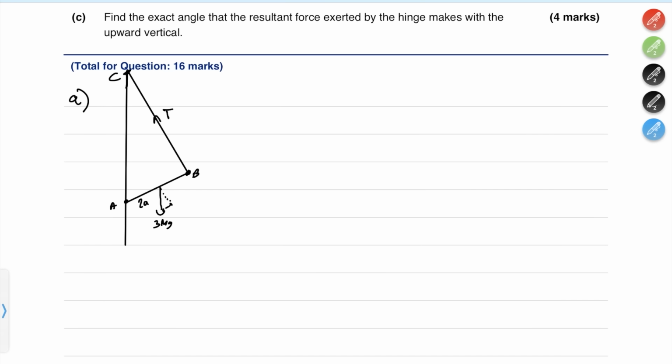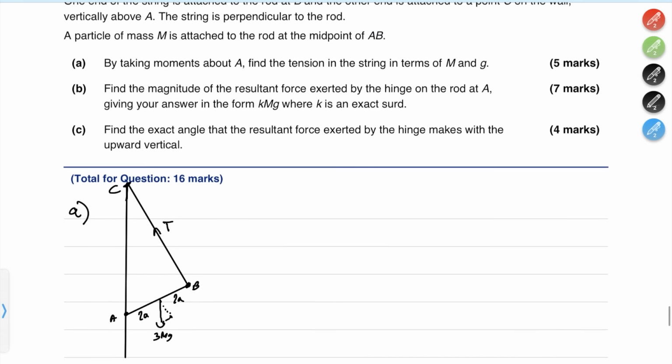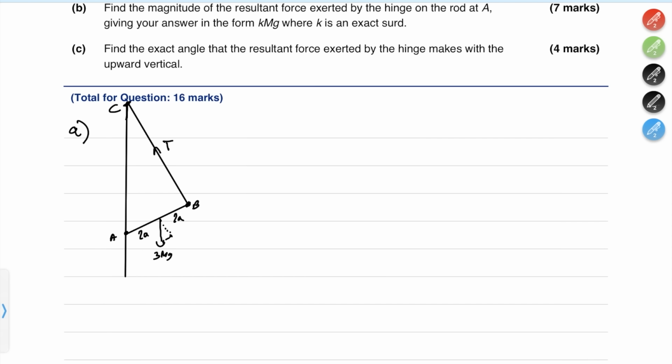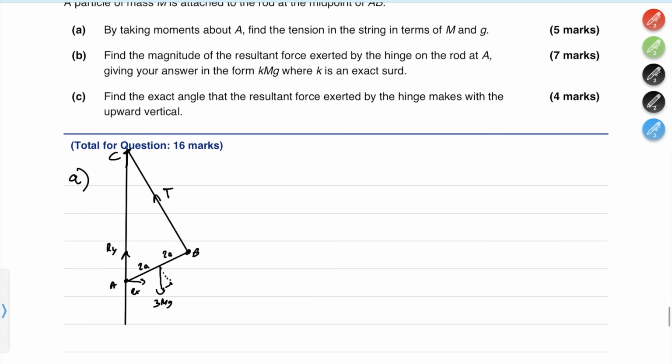Let's make that a bit clearer. So 2a and 2a. And there is no more information here except from the reaction forces. So I'm going to have one reaction force going upwards, which I'm going to label reaction Y. And I'm going to have one going across, so reaction X. And I'm going to label this 2A here, and I'll label this also 2A. Okay, so now that is our labeled diagram.